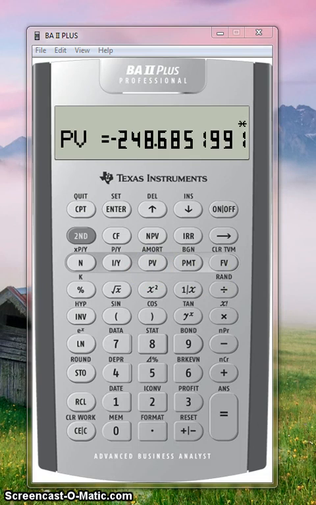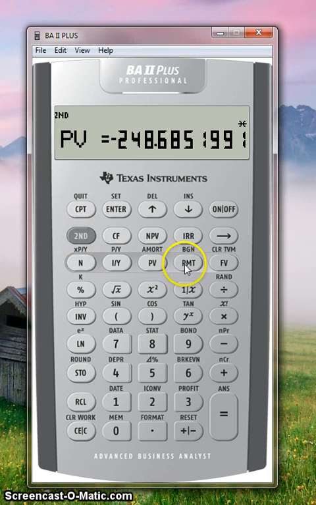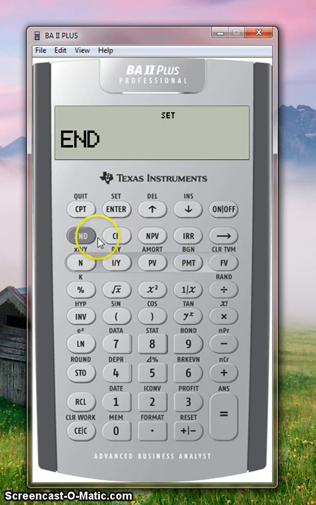In the lecture, we talked about how to calculate the present value and future value of an annuity due. In this calculator, we want to change the setting of the calculator from end mode to beginning mode for annuity dues. To do that, you go second, begin, and to reset, you go second, enter.